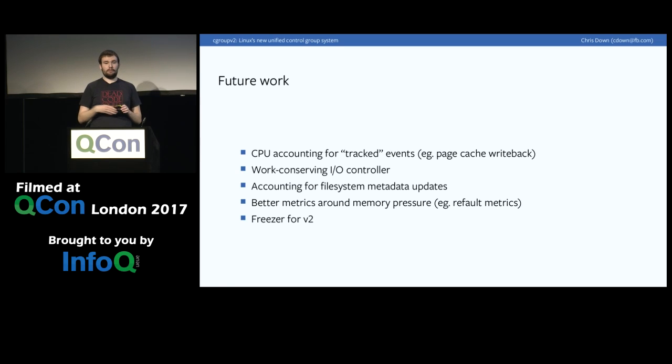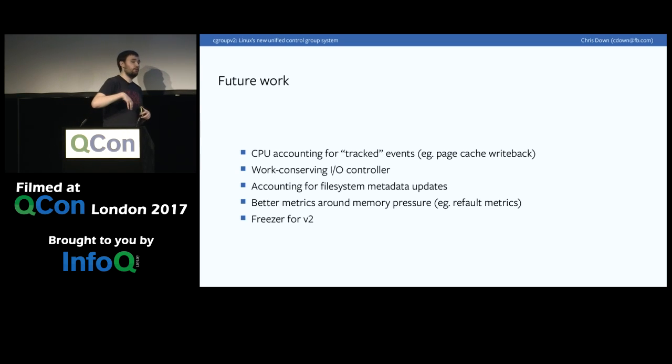This also goes for stuff like packets coming in on the network card, which we don't yet know who they're going to. We can then retroactively say, hey, this was part of your cgroup allocation.